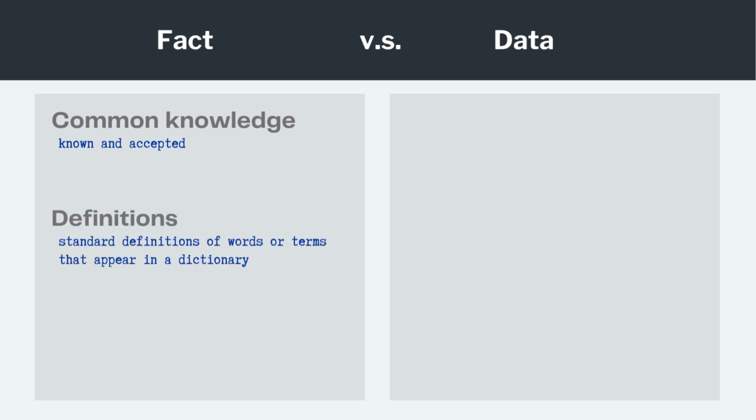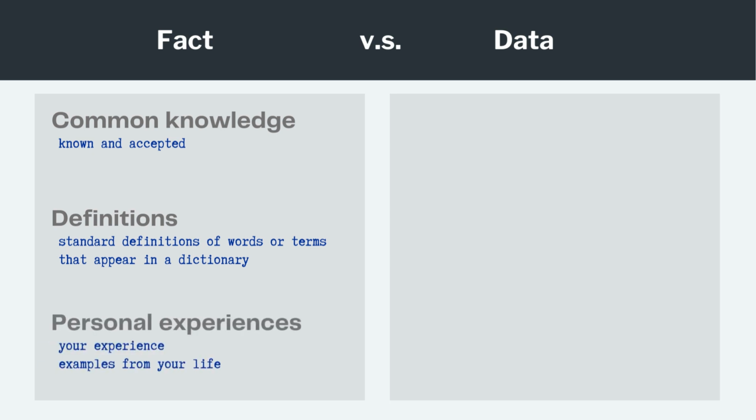Standard definitions of words or terms that appear in a dictionary also do not need to be cited. Personal experiences as well. For example, in your self-introduction, you don't need to cite your experiences. Another academic example is the TOEFL speaking or writing tasks. You provide relevant examples from your life or general knowledge, so you don't need to cite.